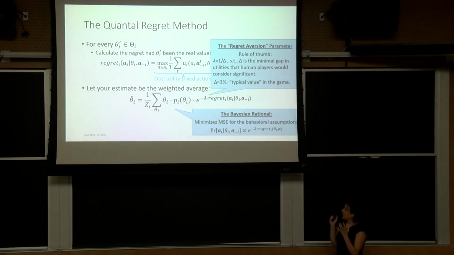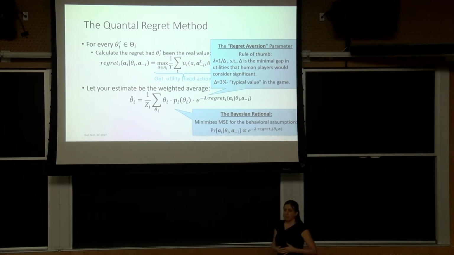And as I said, we have lambda in the exponent, which we call the regret aversion parameter. You can see that lambda has to be in the same scale or related to the scale of the regrets in the game that we are considering. We suggested to set lambda to be the inverse of what we believe is the minimal gap in utilities that human players would consider significant in the specific game that we are considering. In the results that I'll show, we took lambda to be around 3% of the typical value in the game, but we will also see that as long as lambda is in the correct scale, the results are robust to the choice of lambda.